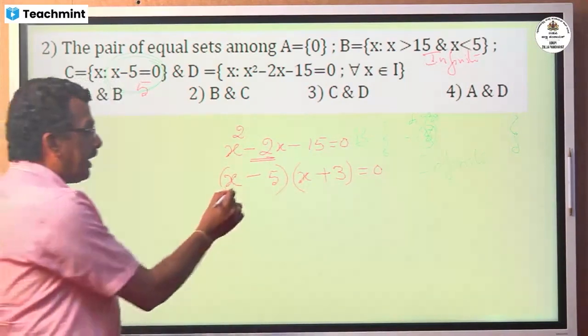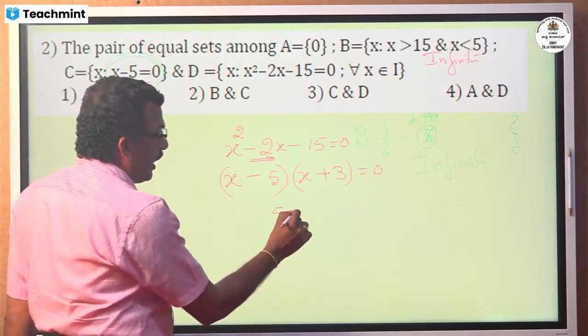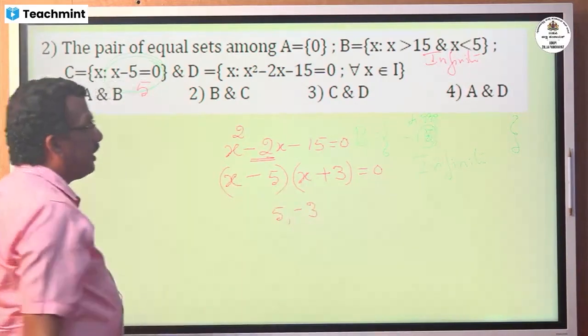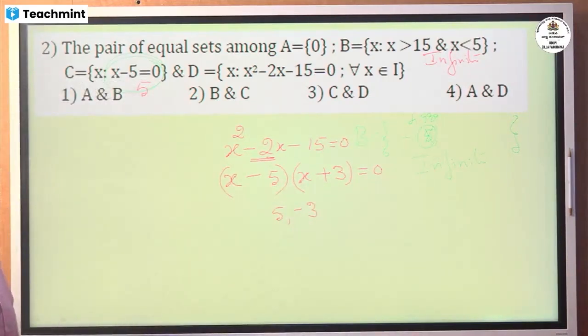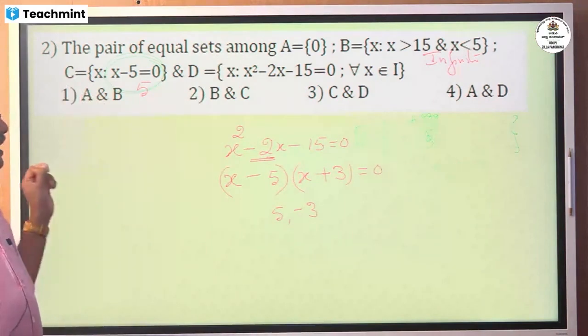Now, it is a set with elements x equal to 5 and x equal to minus 3. x equal to 5 and x equal to minus 3 are the values. Correct? Therefore, which are the pairs in this set? A is a set with null element, C is with 1. Therefore, it is A and C.